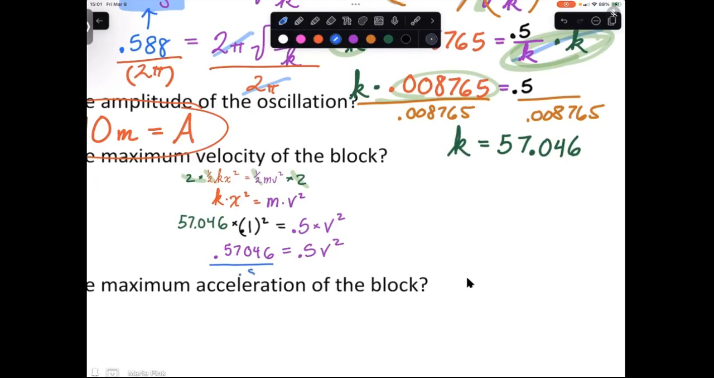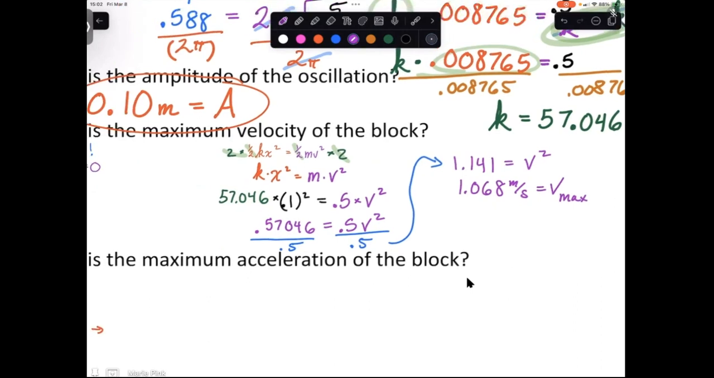0.57046. I'm going to divide both sides by 0.5 to get v squared by itself. And then the opposite of squared is square root. And so I get a velocity of 1.068 meters per second. All right, so that's cool. So now I have my maximum velocity. And so now I just need to find my maximum acceleration.